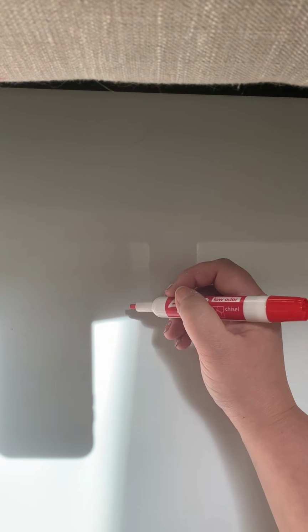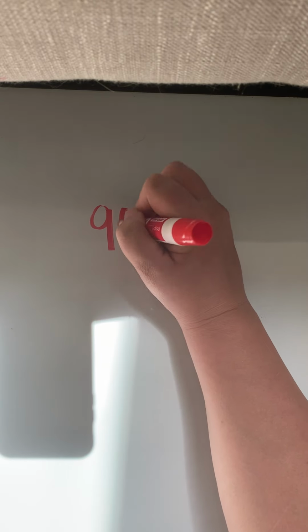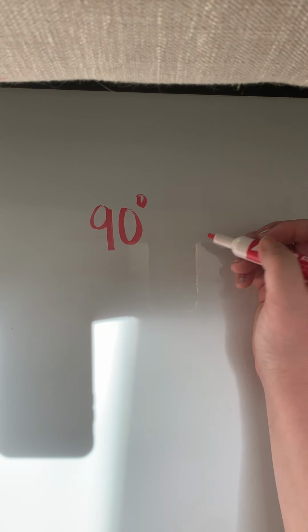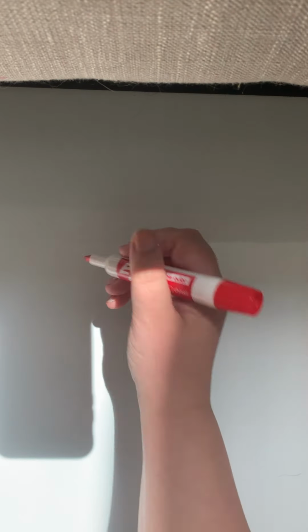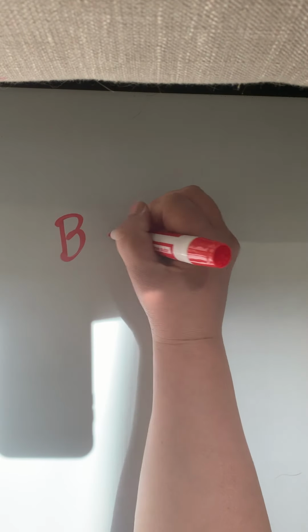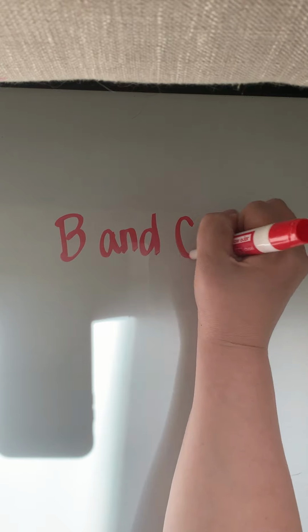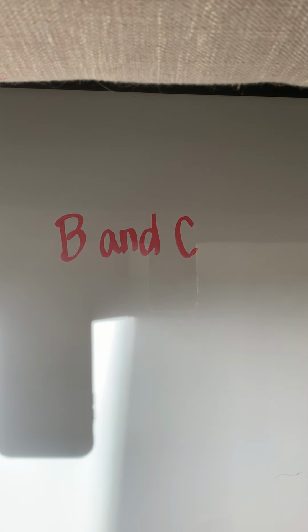A right angle, remember, it's 90 degrees. It's formed by perpendicular lines. Okay, so which ones do we think they are? Excellent. You should have angles B and C as your right angles.